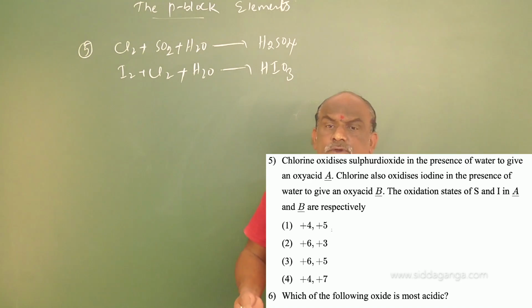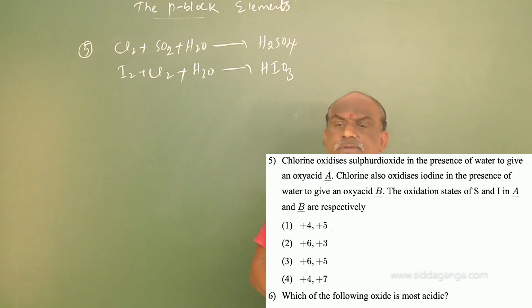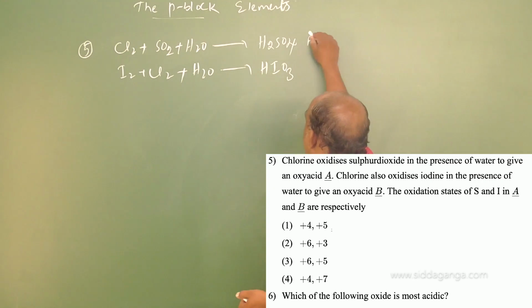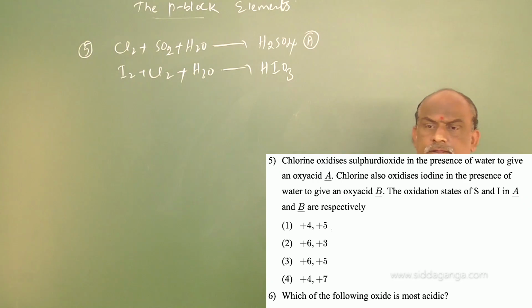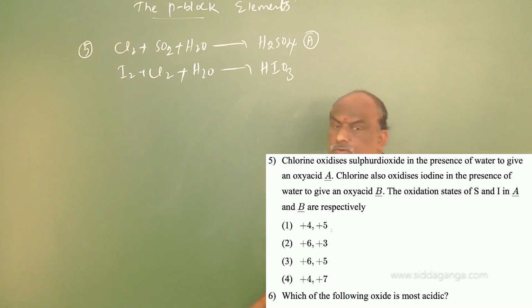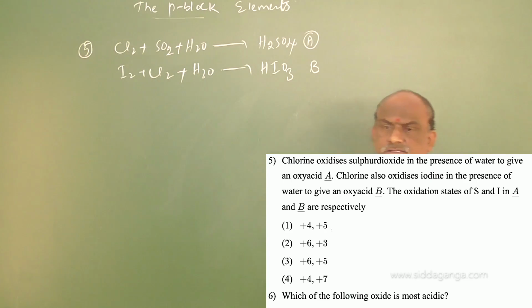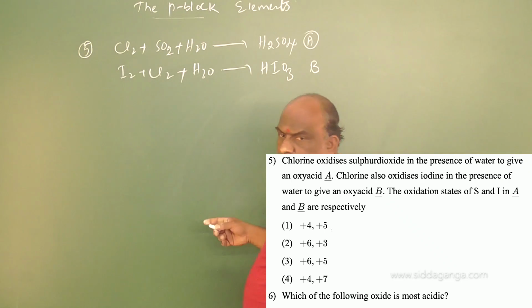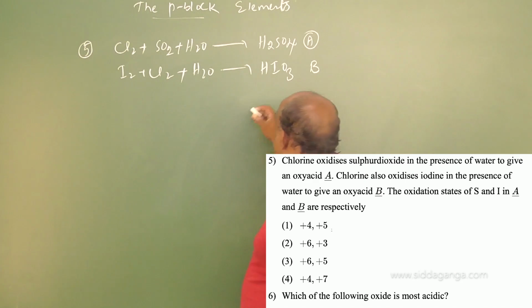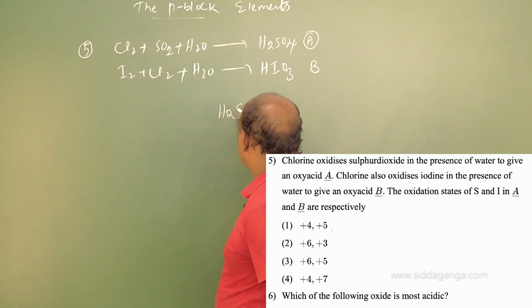Here we have to find: chlorine oxidizes sulfur dioxide in the presence of water to give an oxy acid A. This is A. Chlorine oxidizes iodine in the presence of water to give an oxy acid B. This is B. Then we have to calculate the oxidation states of sulfur and iodine in A and B. Already we know A is H2SO4.